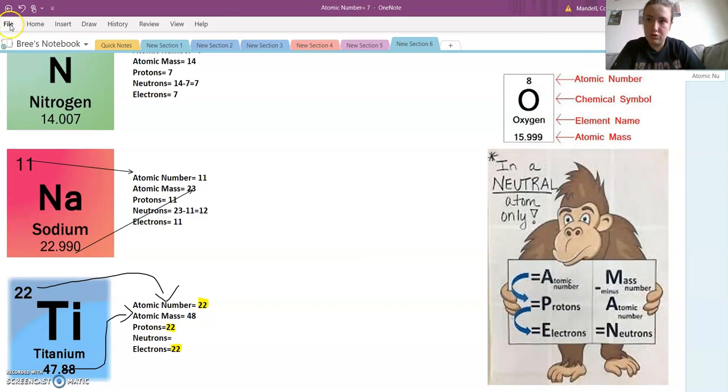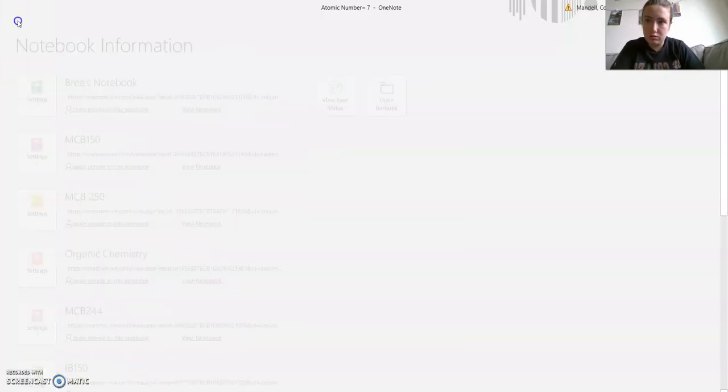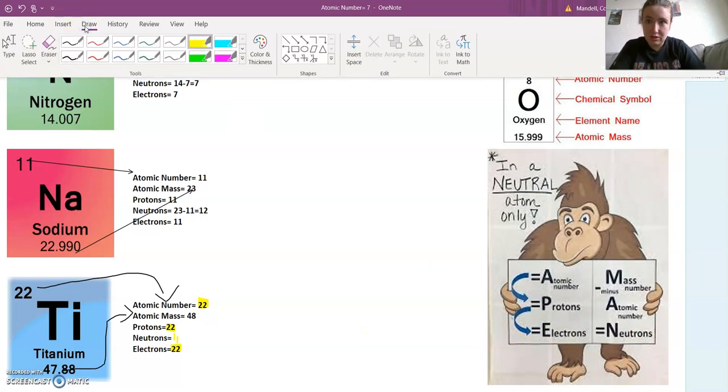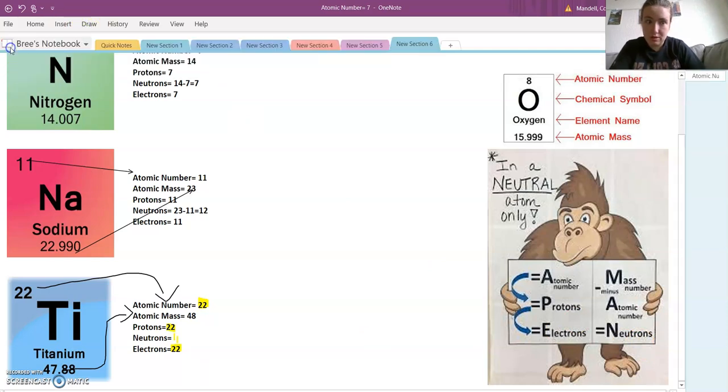Lastly, we got to find neutrons. So, to find neutrons, we just use the MAN. So mass number minus atomic number equals neutrons. I see that my mass number is 48 minus my atomic number is 22, and that is going to equal 26.